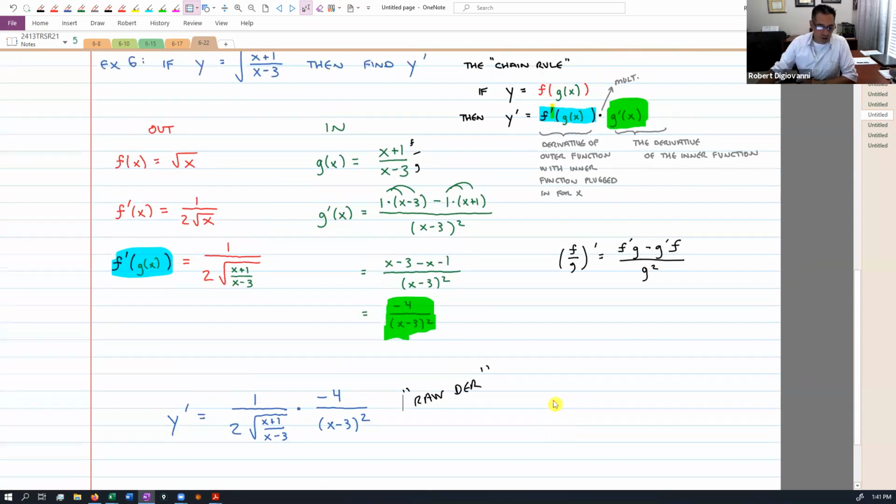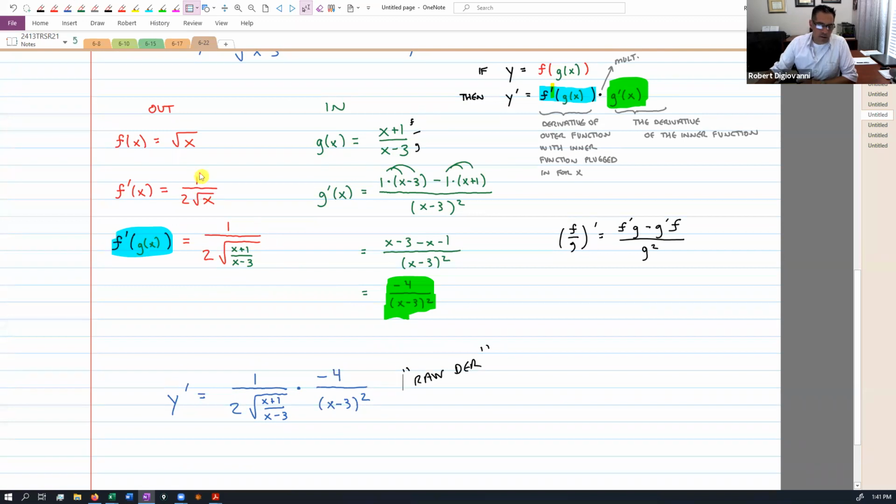Are there any questions on the f or the g, or why the derivative of f is this, and why did we plug in the green part, or what's going on over here? Does anyone need help?